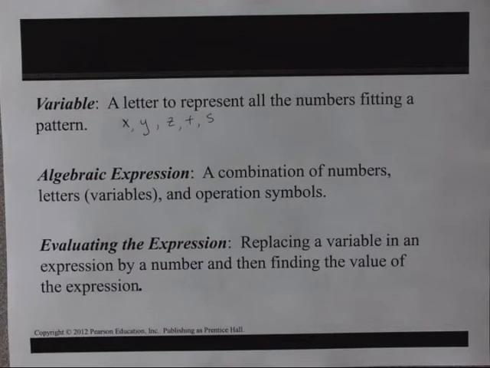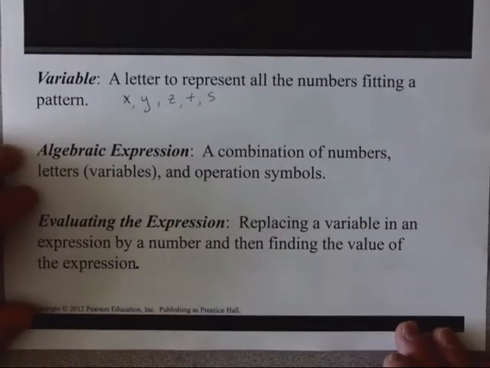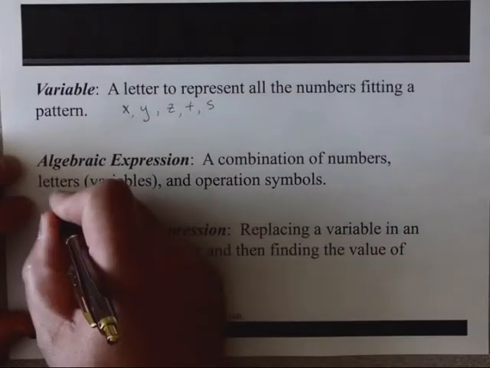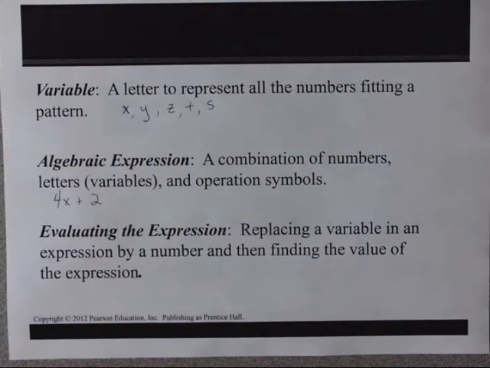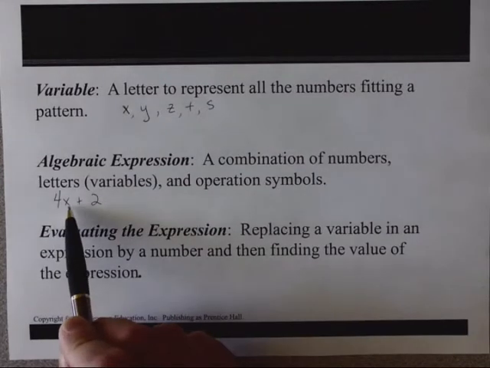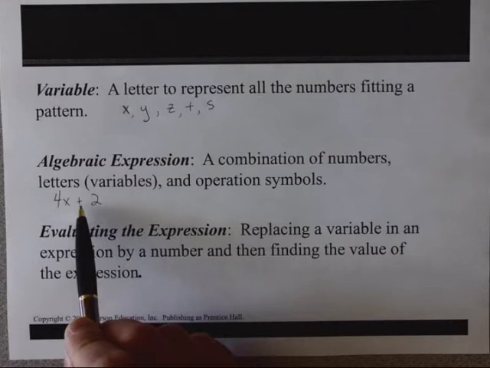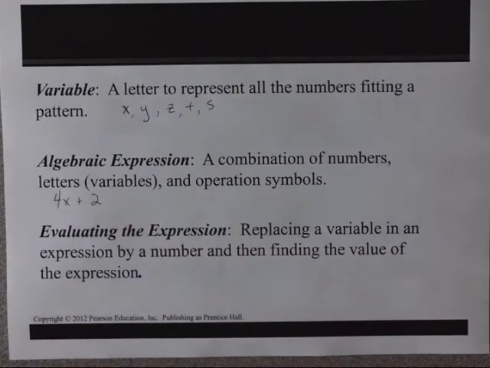So building on a variable, an algebraic expression, that's a combination of numbers, variables, and operation symbols. So let me give you a few examples of what an algebraic expression could look like. So this could be an algebraic expression, 4x plus 2. It fits the definition. We have a combination of numbers, letters, and operation symbols. Here we've got addition. 4 and x, if they're written right beside each other, that implies multiplication. So that's an example of an algebraic expression.